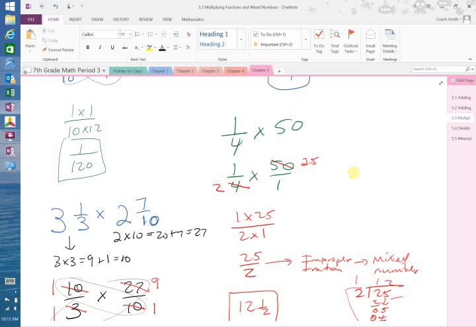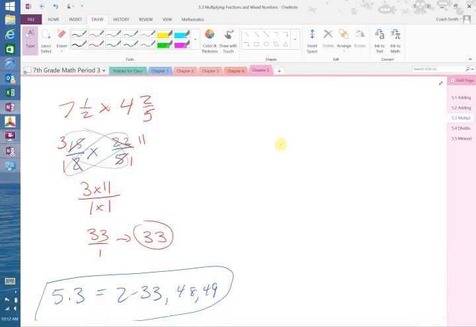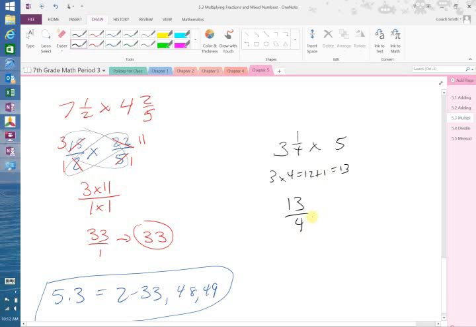cross-canceling stuff. If this would have been, let's say, 3 1/4 times 5, you take 3 times 4, which is equal to 12, plus 1, which is equal to 13. So that's 13 over 4 times 5 over 1, because any time you make a whole number an improper fraction, you just put it over 1. And then you would cross-cancel from there. There is no cross-canceling, so that would just be 65 over 4.